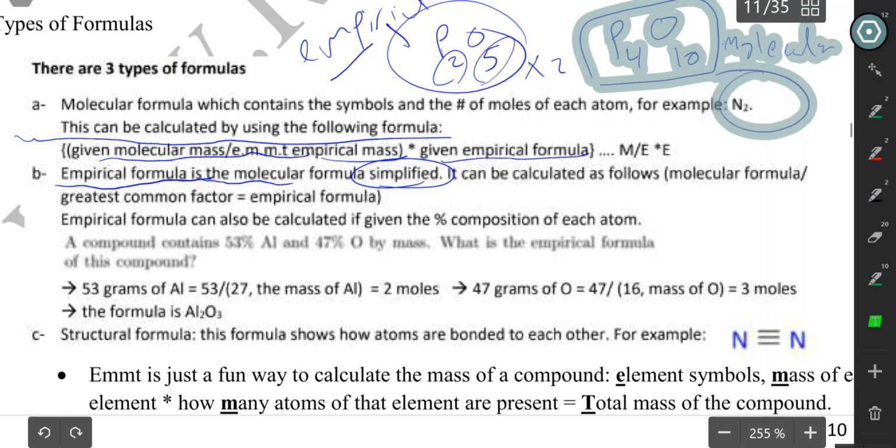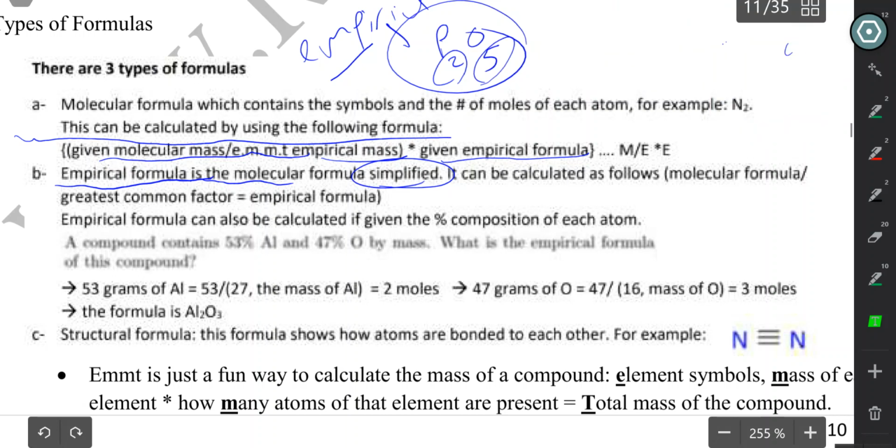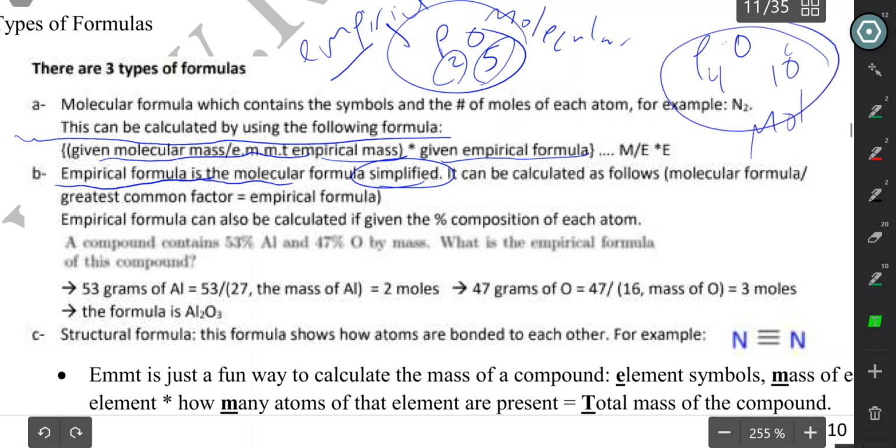Now, it's also important that we understand that an empirical formula can also be considered a molecular formula. So this is also a molecular formula. Okay? But a molecular formula, just like the one I wrote earlier, P4O10, this is only molecular. This is not empirical, because empirical means it cannot be simplified any further. Okay? This is also molecular.